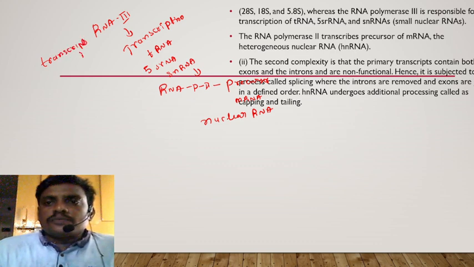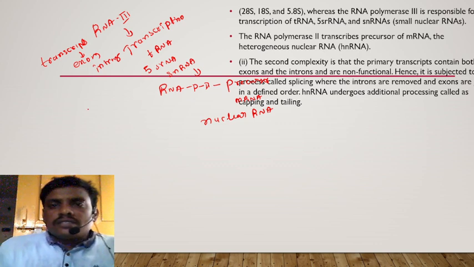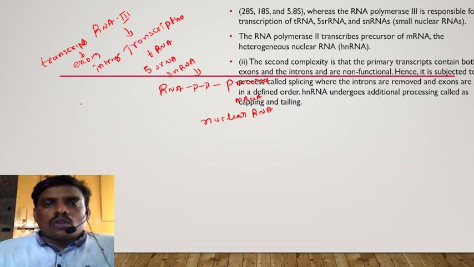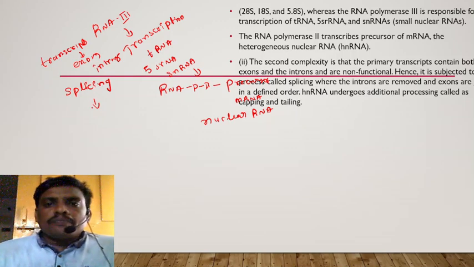The second complexity is the primary transcript. These primary transcripts contain both exons and introns, as in the diagram I have shown you, and the introns are non-functional. Hence the transcript is subjected to a process called splicing, where the introns are removed and the exons are joined in a defined order. hnRNA undergoes additional processing called capping and tailing.